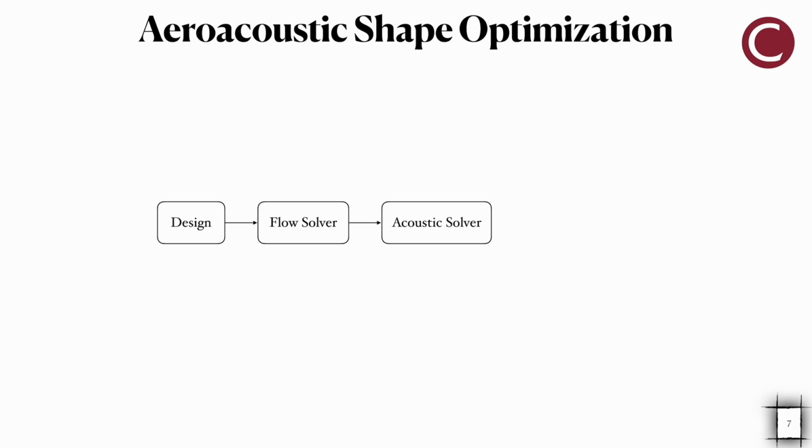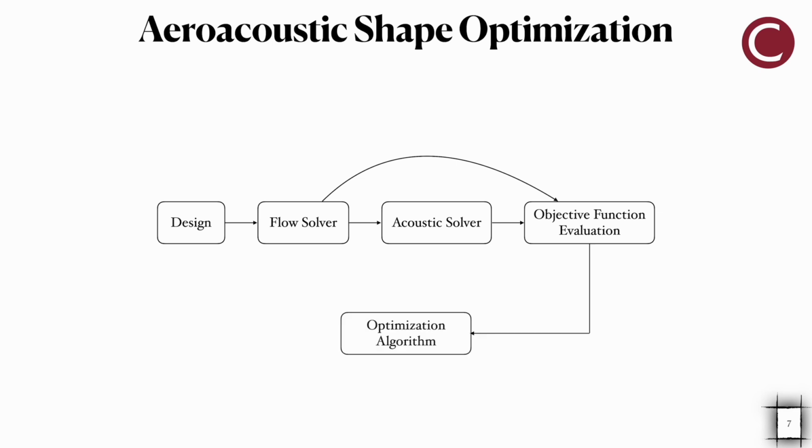Let's say that we want to decrease the noise of an airfoil while maintaining its aerodynamic performance. So we need outputs from both the flow solver and acoustic solver to compute or evaluate the objective function. Then that value of the objective function and our design can go through an optimization algorithm, and the output of the optimization algorithm will be a new design. So the optimization algorithm can give us some candidate designs. So again, we need to analyze those candidate designs to see if they have a better performance.